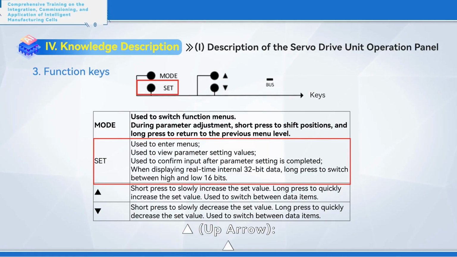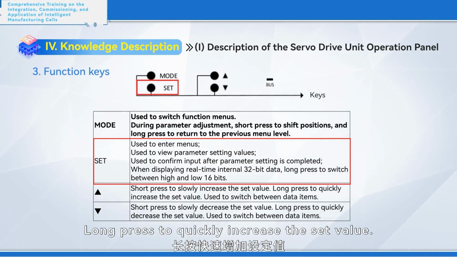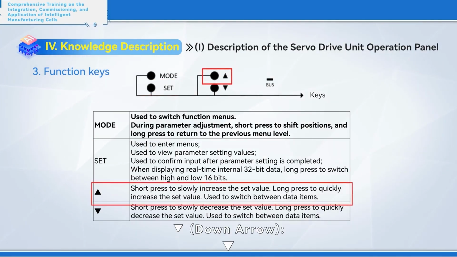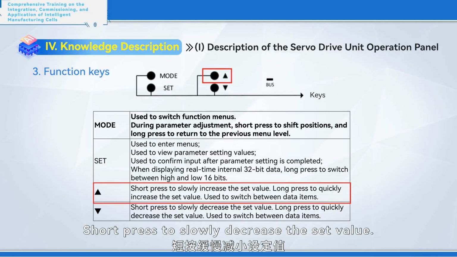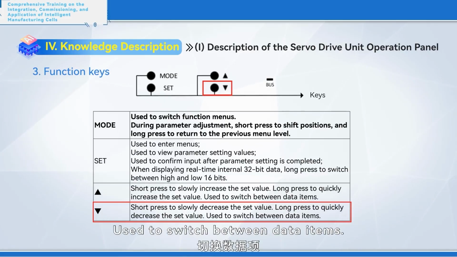Up arrow. Short press to slowly increase the set value. Long press to quickly increase the set value. Use to switch between data items. Down arrow. Short press to slowly decrease the set value. Long press to quickly decrease the set value. Use to switch between data items.